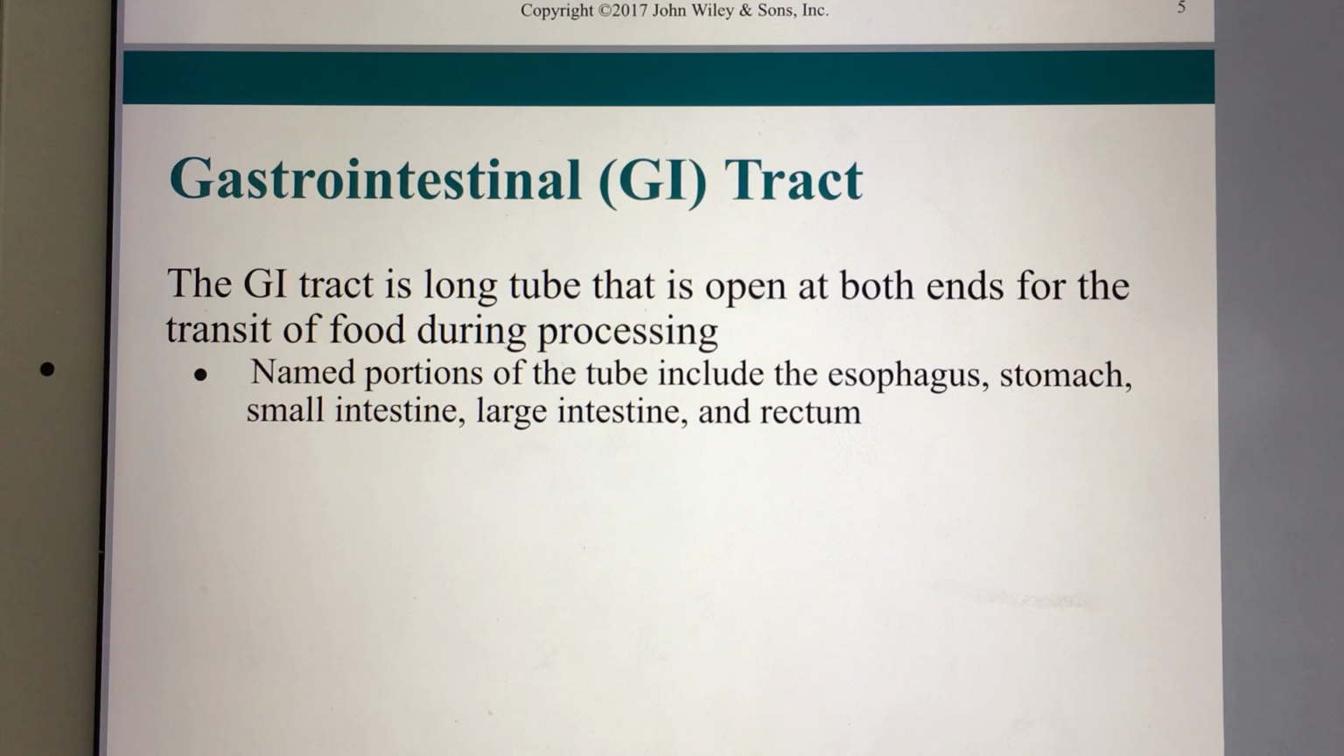The GI tract is a long tube that is open at both ends. It starts with a mouth and ends with an anus. This long tube serves for the transit of food during the processing, digesting, and absorbing of the nutrients. The portions of the digestive tract include the esophagus, stomach, small intestine, large intestine, and the rectum.